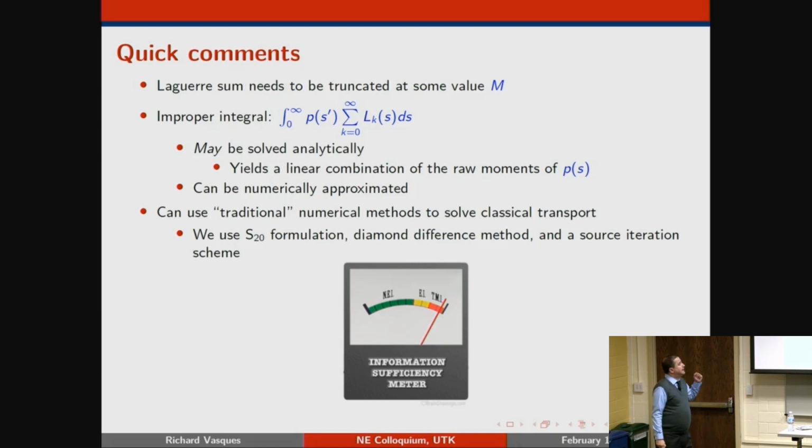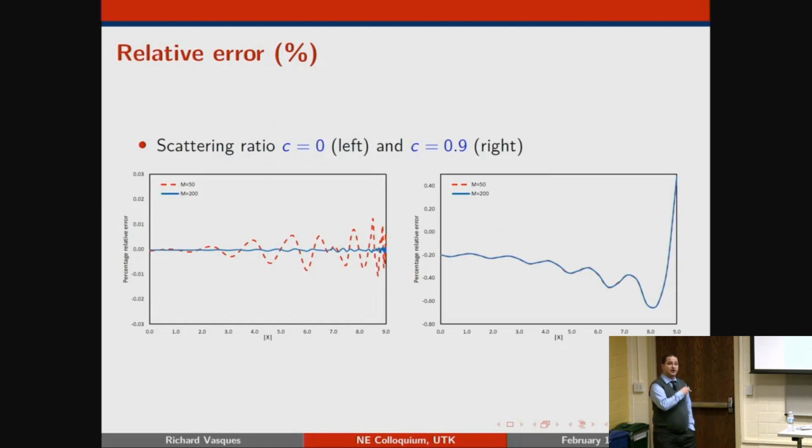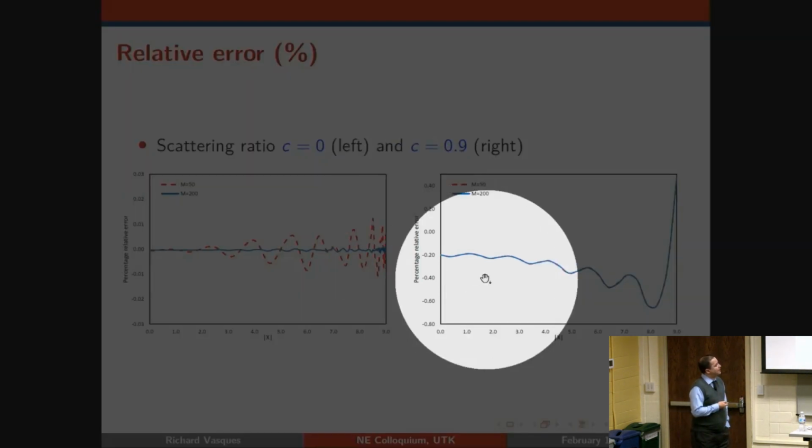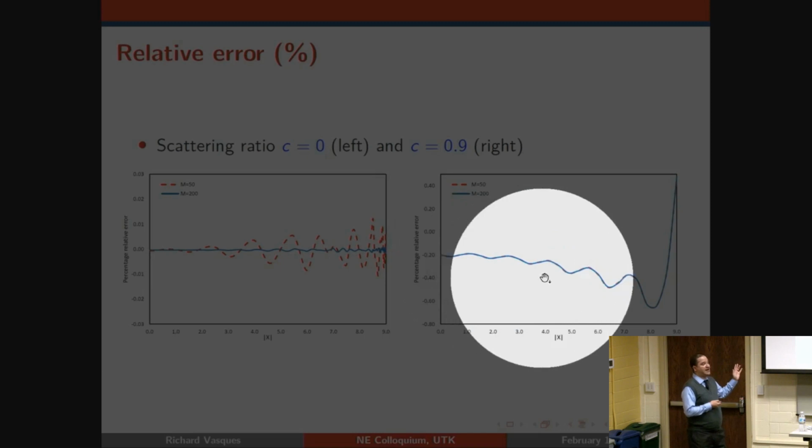Any traditional code is going to solve this problem. Looking at the same kind of problem that I showed you before for the 1D, these are what the errors look like compared to a benchmark. The red one is m equals 50, the order of the Laguerre expansion. The other one is 200. For a purely absorbing system, you need to go higher in order to capture the behavior. As you get more and more scattering, it doesn't really solve so much of your error, even though you're still in the 0.4, 0.5% error.